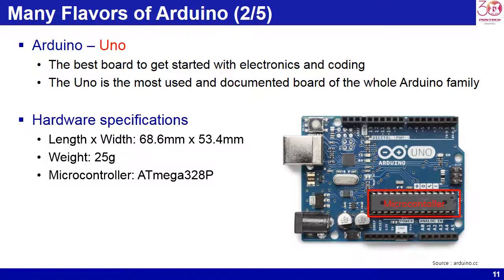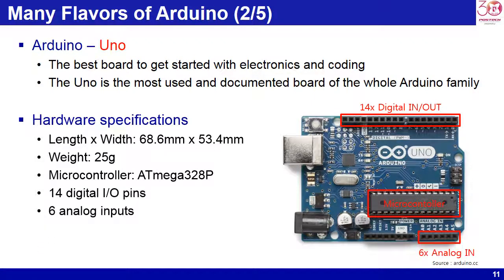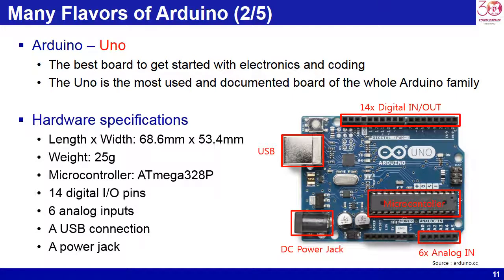The Uno version consists of a microcontroller, 14 digital I/O pins, 6 analog inputs, a USB connection, and a power jack.